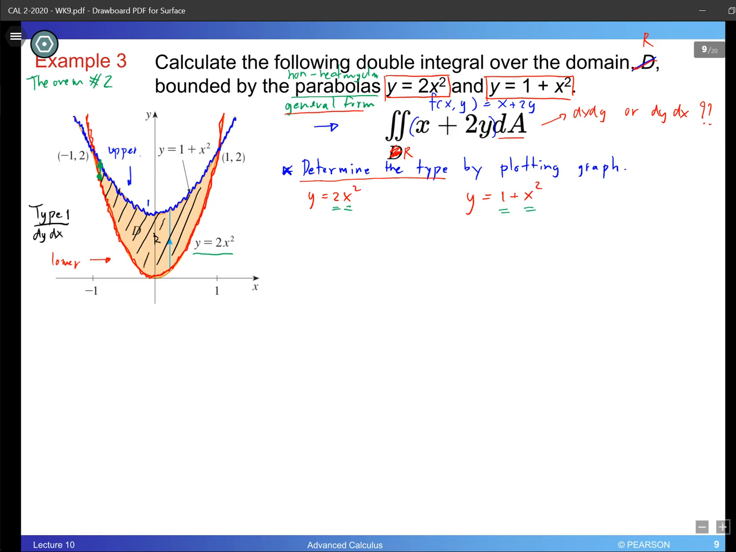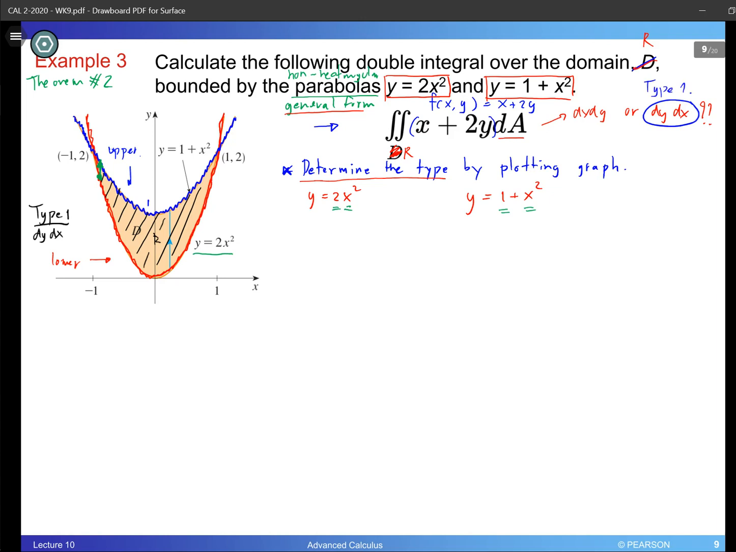So at this point, we know right away it's going to be dy dx, because the region that we have looks to be type 1. Alright, that is a good starting point. So let's use this information to solve the double integration.